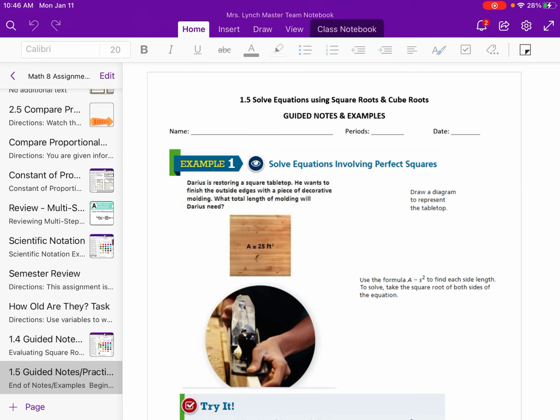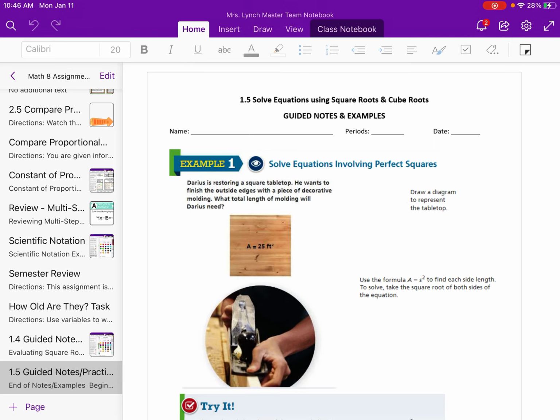So again, just going to walk through these examples with you. I will leave the written ones that I'm going to be writing in this video on your assignment so that you can glance back at them instead of always having to rewatch the video. And so let's get started. There's 3 examples. All right, so the first one, we're going to solve equations involving perfect squares.